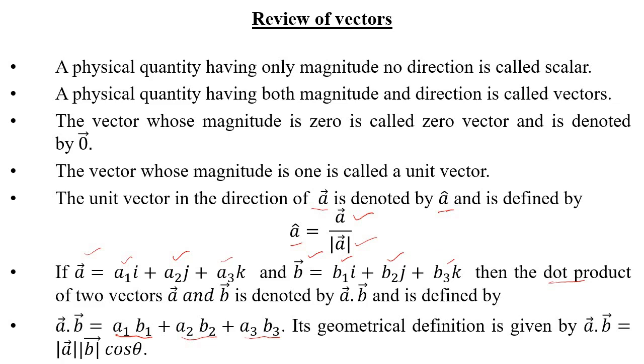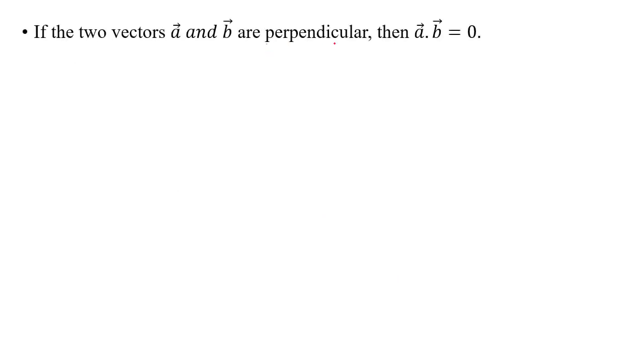So what is the geometrical interpretation of the dot product of two vectors? The geometrical definition is given by a dot b is equal to the magnitude of a into the magnitude of b into cos theta. This gives the geometrical interpretation of the dot product of two vectors. What happens if the dot product of two vectors is equal to 0? Remember that if the dot product of two vectors is 0, we call the two vectors perpendicular to each other. This is one basic definition, the dot product of two vectors.